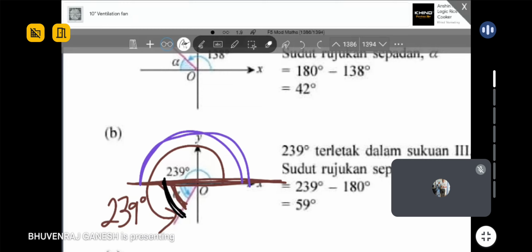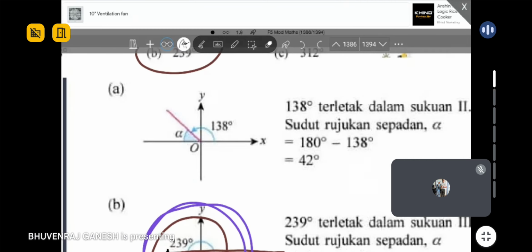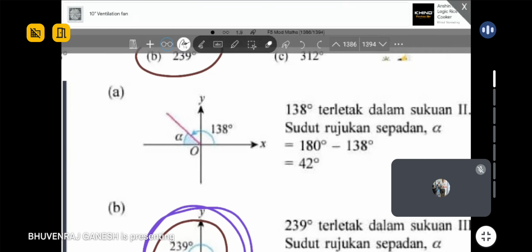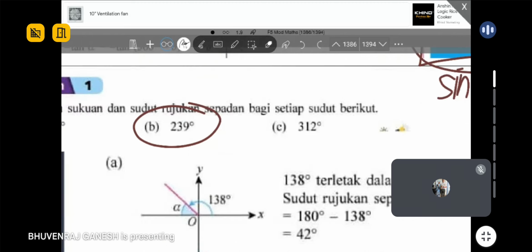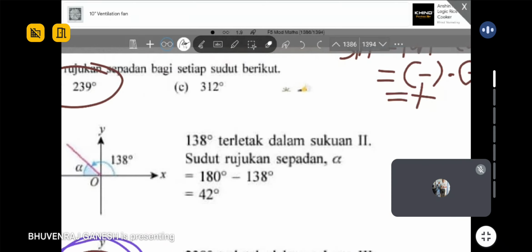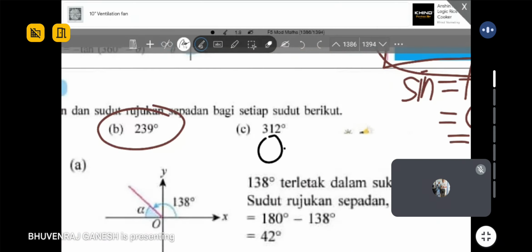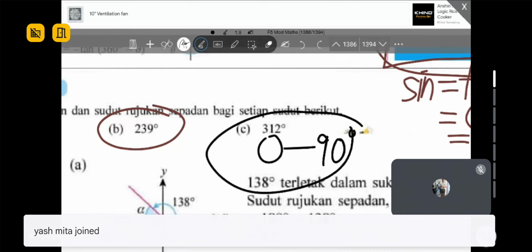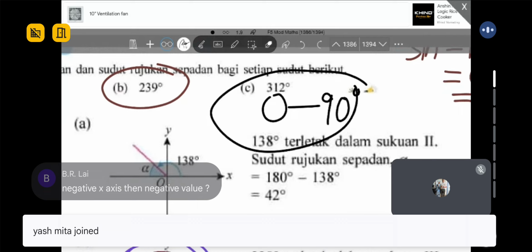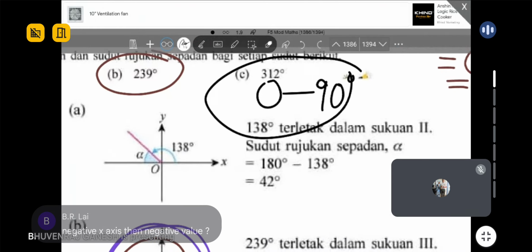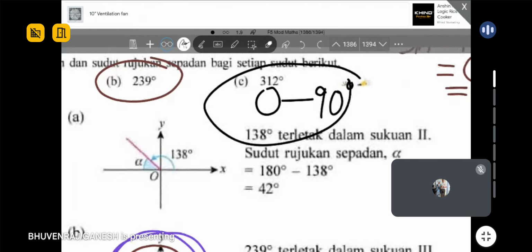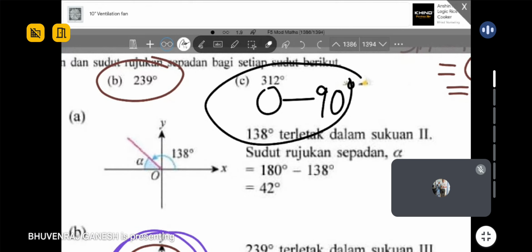Okay, good question. What is reference angle? Reference angle is basically an angle that we get by measuring it to the x-axis, either the positive x-axis or the negative x-axis. And it must be within the range of 0 to 90 degrees. This is the meaning of reference angle. You don't need to know the meaning. They will not ask.